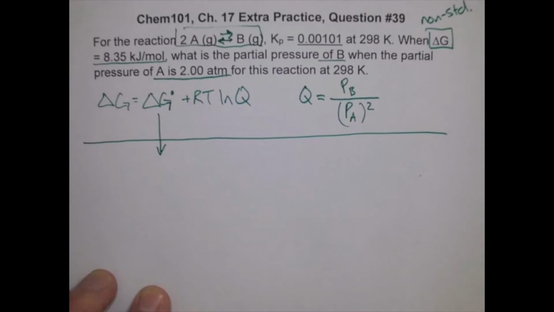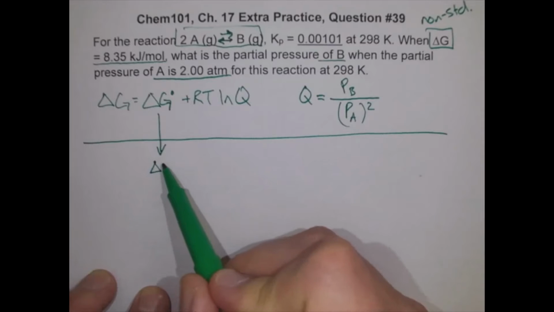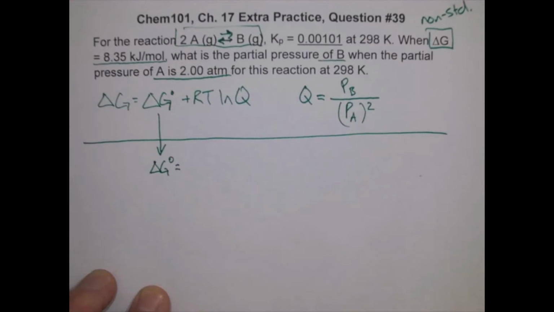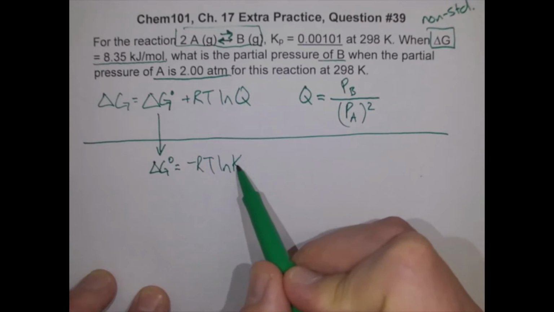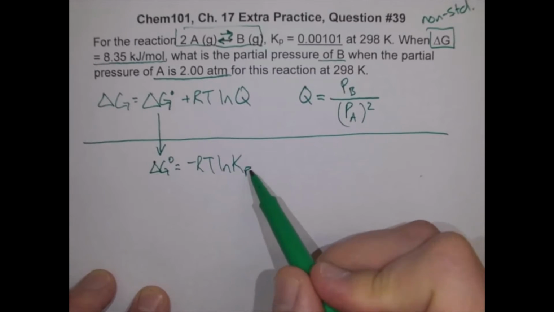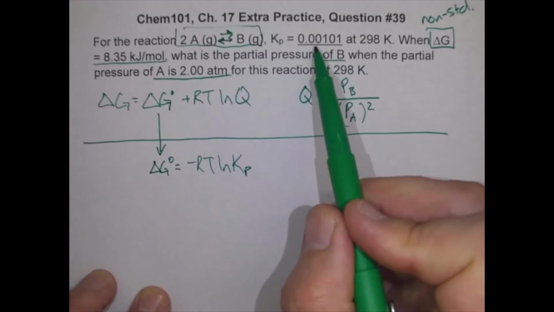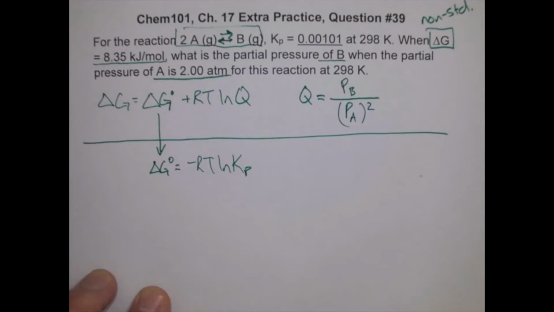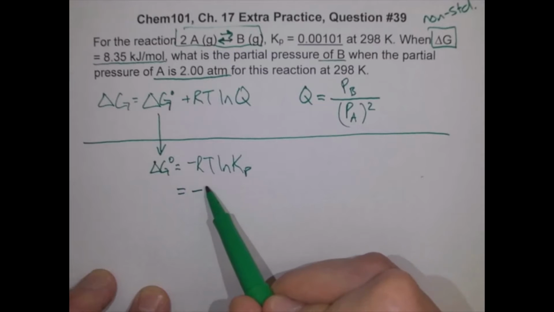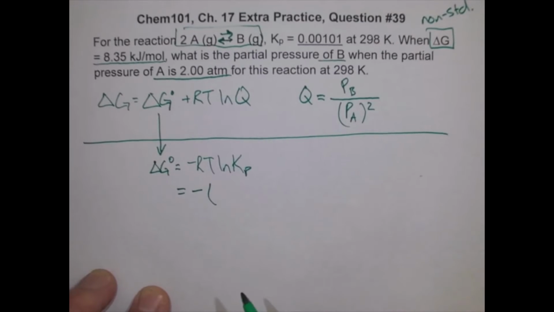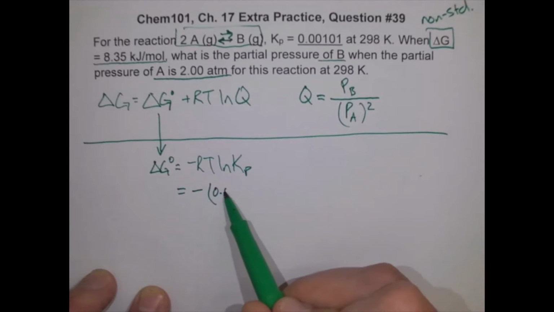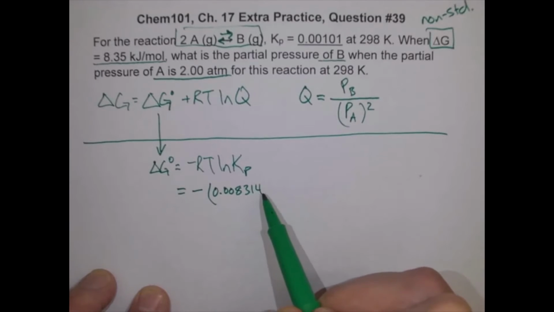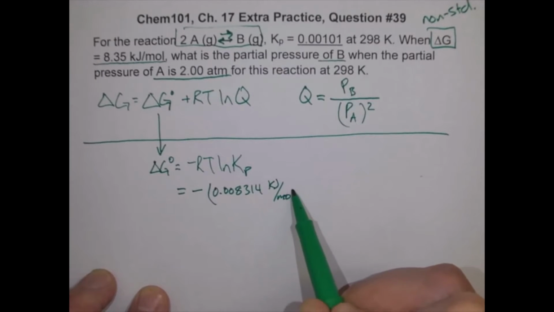We do know another equation that we can use to calculate that. The delta G under standard conditions is equal to the negative of R times T times the natural log of the equilibrium constant, K_P, which we are given. We're given that it is 0.00101. So we can plug in the numbers there. So it's a negative. Now I want to put my value for delta G in kilojoules, and so the value that we're going to use for R is 0.008314 kilojoules per mole per Kelvin.